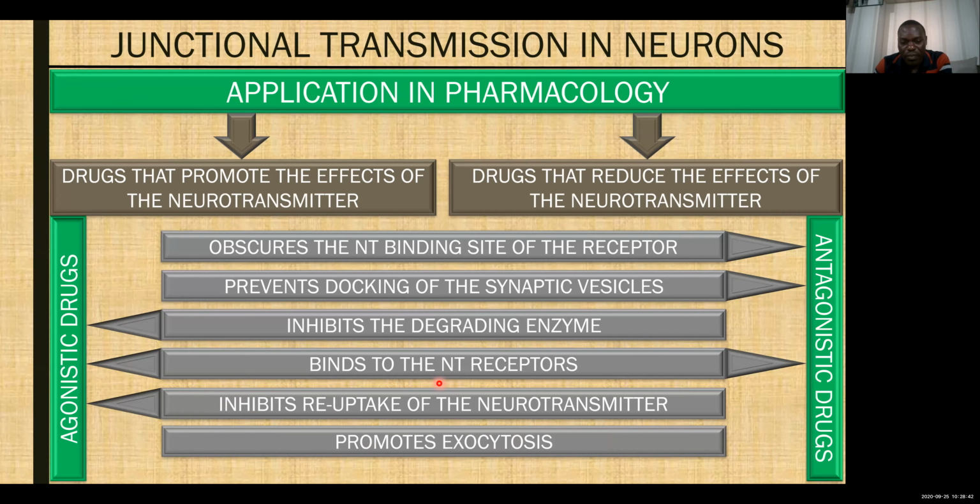Okay, one last one. If you have a drug that promotes exocytosis of the synaptic vesicles, what will... Yes, Camilla, try. Agonistic effect. Sorry, it will have? An agonistic effect. Very good. It will have agonistic effect. And the reason is because, again, more neurotransmitters will be available for signal transmission.